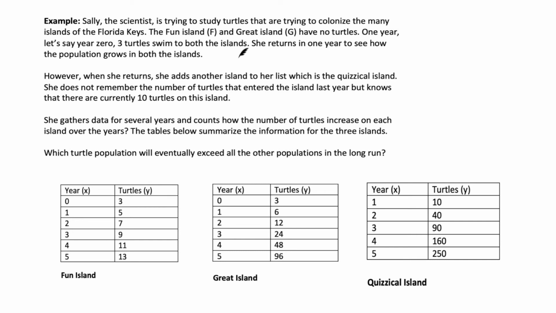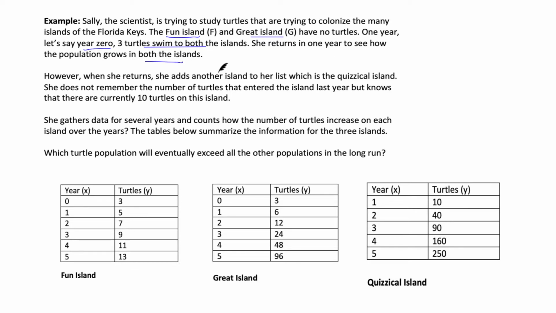We have a very interesting scenario here. Sally, who is a scientist, is trying to study turtles that are trying to colonize the many islands of Florida Keys. The Fun Island and the Great Island have no turtles at all. One year, let's say year zero, three turtles swim to both the islands. Okay? She returns in 1 year to see how the population grows in both the islands.